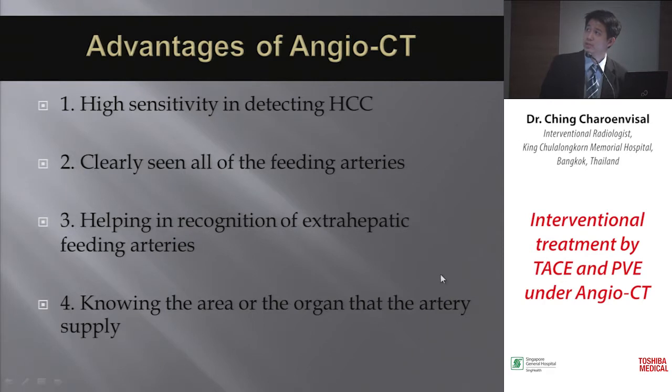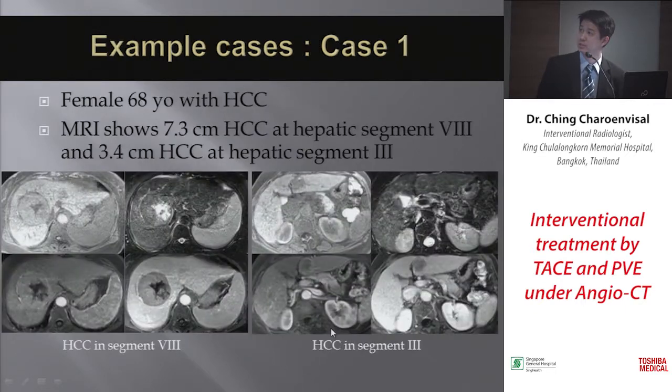Okay. The advantages of the Angio CT: first, high sensitivity in detecting HCC. Second, all feeding arteries are clearly seen. Third, it helps in recognition of extrahepatic arteries. Fourth, knowing the area or the organ that the artery supplies.